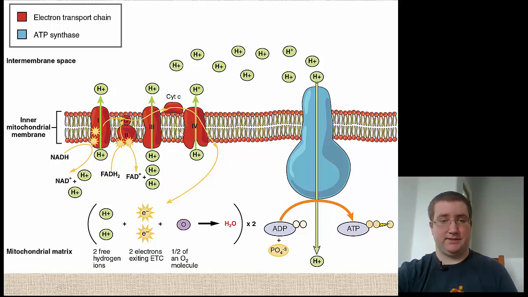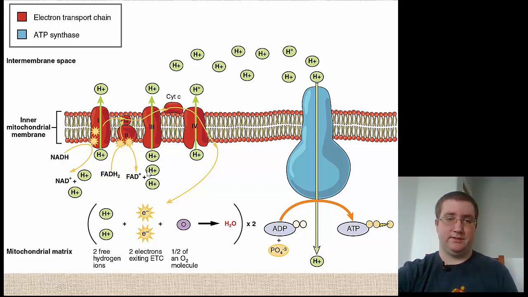As the electrons are being passed along down the chain, we are pumping hydrogen ions against the concentration gradient. So we're pumping them from an area of low concentration on this side to an area of high concentration on this side. And the question is, why would we do that? Well, what we're actually going to do is allow those hydrogen ions to flow back into the inner part of the mitochondria.